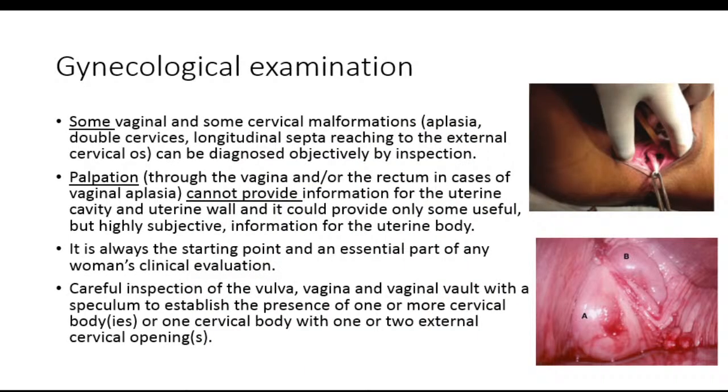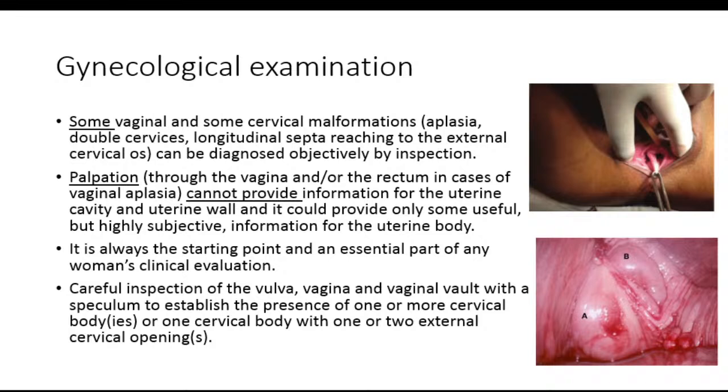So when you see the patient in your office or in a gynecological department, you need to examine those patients and follow your routine. Some vaginal and some cervical malformations can be diagnosed objectively by inspection, like it's shown on the upper photograph. You just open the labia majora and minora and you see the septum in the vagina. So it's not necessary to do specific tests.